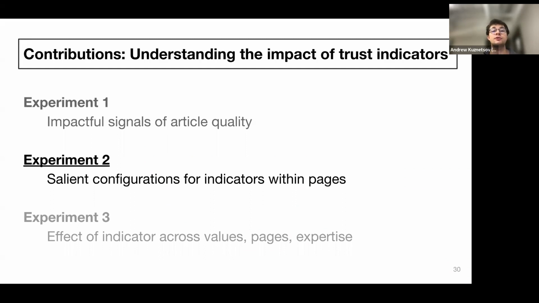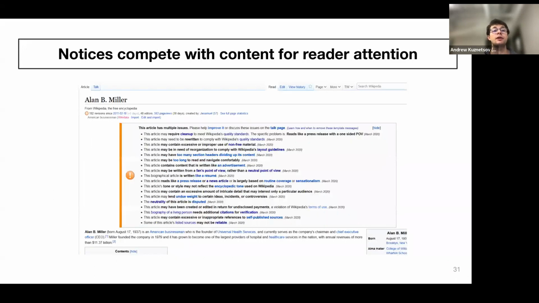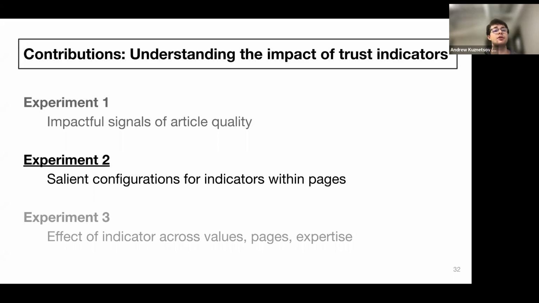However, while doing this, we noticed another factor that likely affected user trust: salience. Within Wikipedia, it is well known that notices compete for reader attention. However, from our last experiment, we saw that if we were to shrink these notices down to just the influential information, users would miss the intervention nearly 50% of the time. We need to find configurations that would enable compact indicators to overcome this issue. This directly motivated our second experiment, which I will now describe.